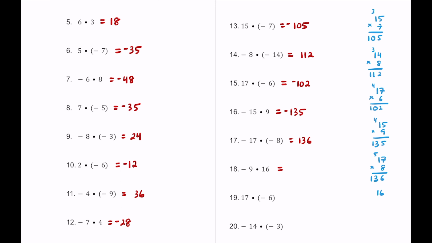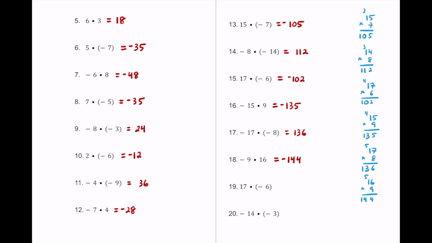So if we go ahead and multiply 16 by 9, then 9 times 6 is going to be 54, carry the 5. 9 times 1 is 9 plus the 5 is going to be 14. So we get 144. And because we have a negative times a positive, we're going to have one negative sign, or one opposite sign. For number 19, we have 17 times negative 6.